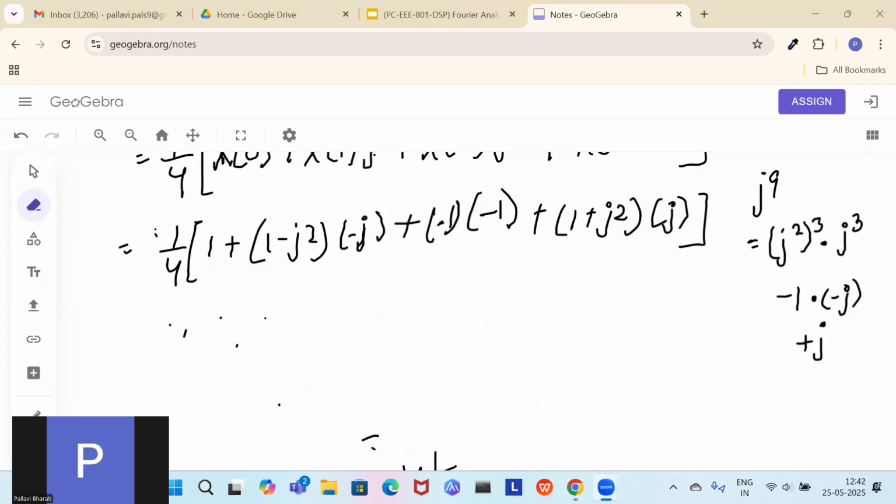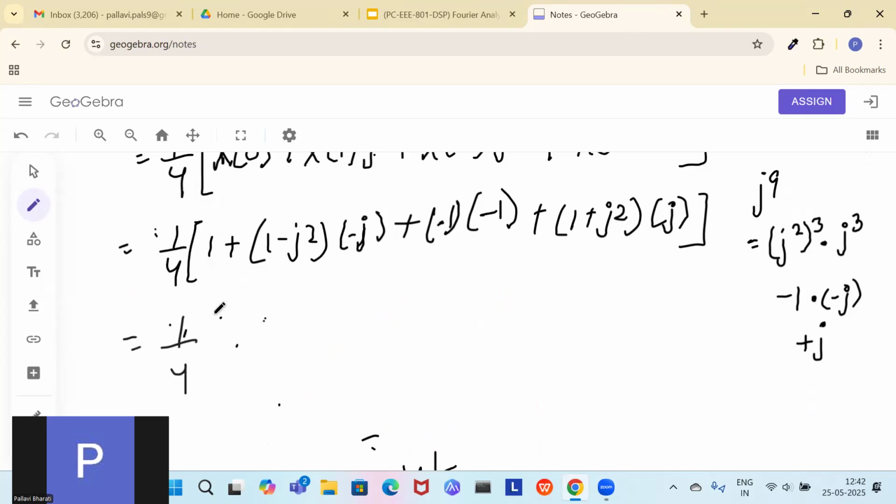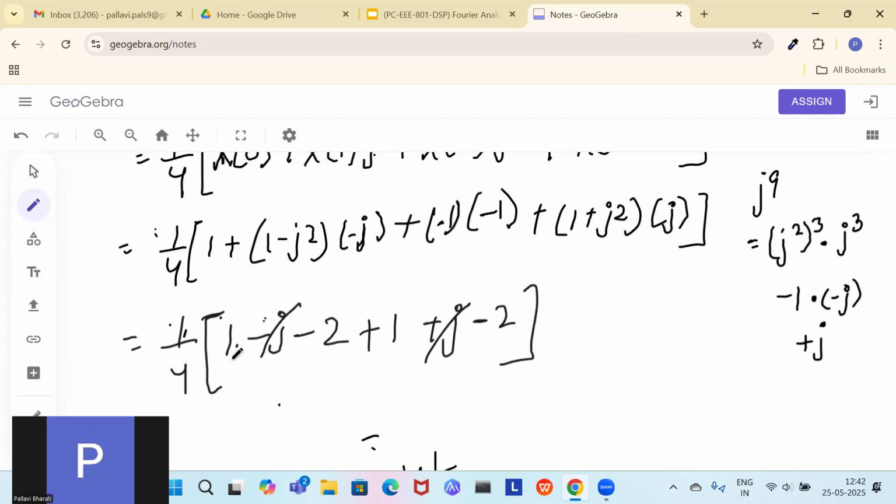Okay, let us now go ahead and do it. So this is 1 by 4. Now this is 1. Next is minus j plus 2j square plus 2j square. That means 2 into minus 1. So 2 into minus 1 will be minus 2. Then it is plus 1. Then plus j plus 2j square. That will be minus 2. So plus j and minus j is getting cancelled. 1 plus 1 is 2 and minus 2 will be cancelled. So minus 2 by 4, and that is minus 1 by 2, and that is minus 0.5.